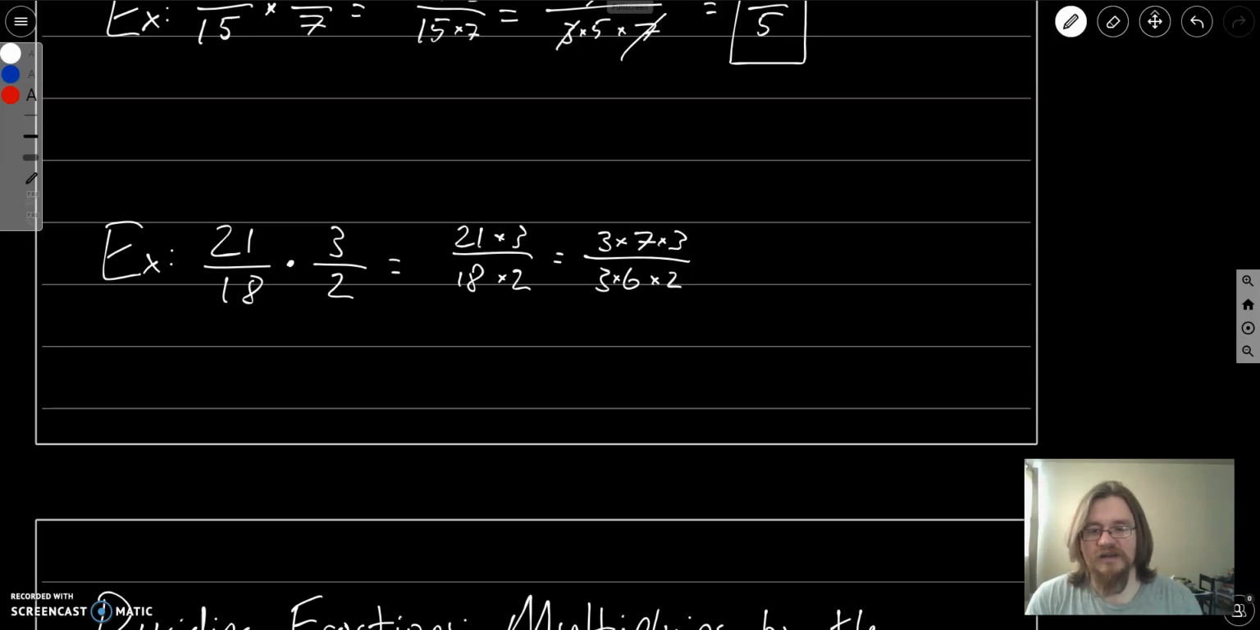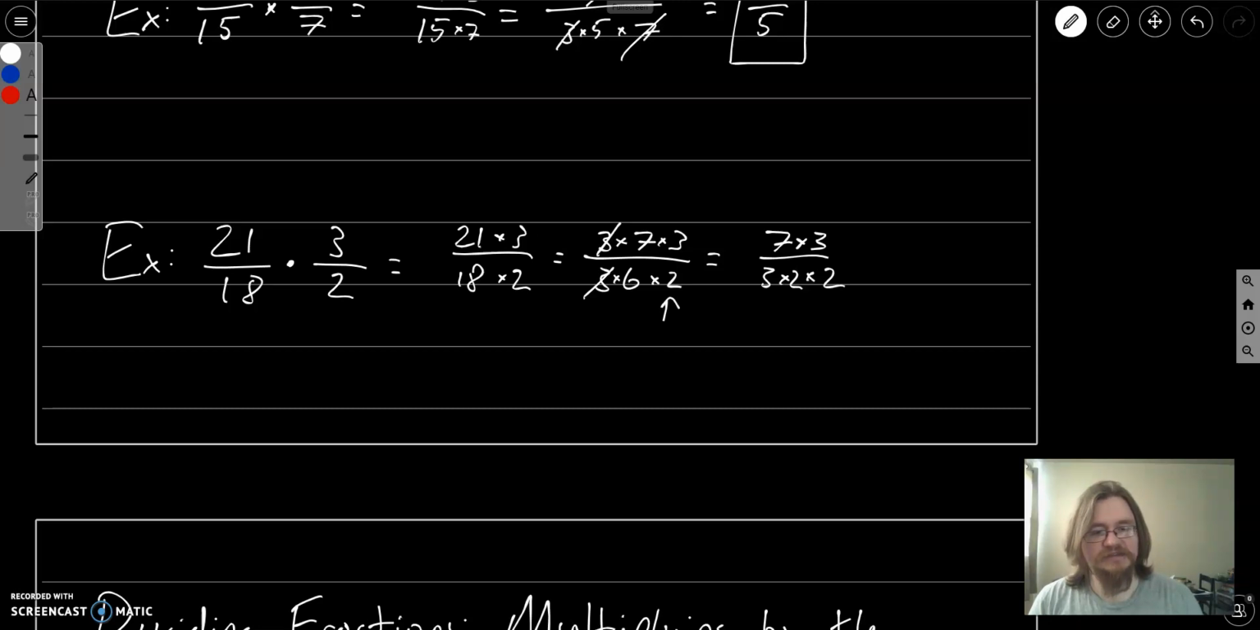So let's see if we can cancel some things. Well, I've got a 3 on the top and a 3 on the bottom. And, oh, we've got a 3 up here and a 6 on the bottom. A 6 I can pull apart into a 2 and a 3. So we'll cancel the 3's. On the top, we still have the 7. We still have the 3. On the bottom, our 6 we can pull apart into 3 times 2. And we still have that last times 2. We can't forget about that last one.